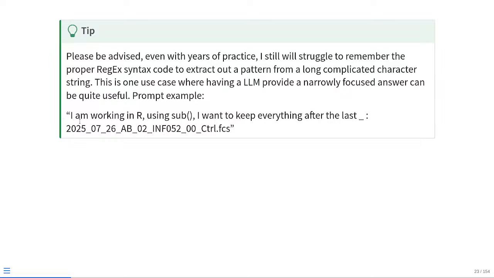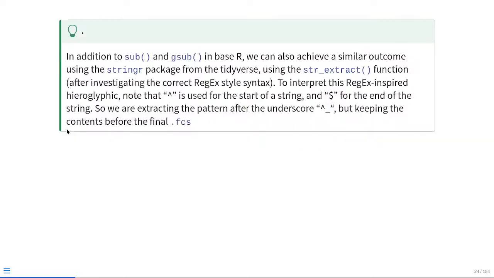So for example, an example prompt you could use for an LLM would be like, you need to tell it you're working in R. Specifically, you want to tell it you're using either the sub or the gsub function because there's a lot of different ways to do things in R. And then basically you want to keep everything after the very last underscore, and then it's going to figure out what it's going to try to do to actually get rid of all this portion of the name.